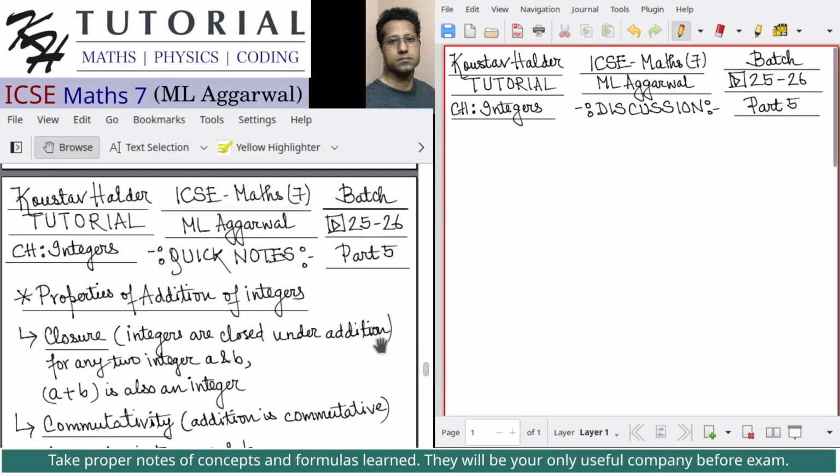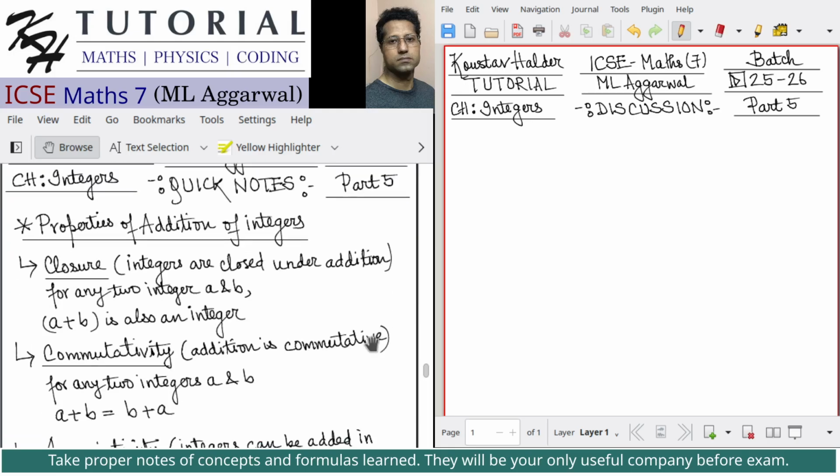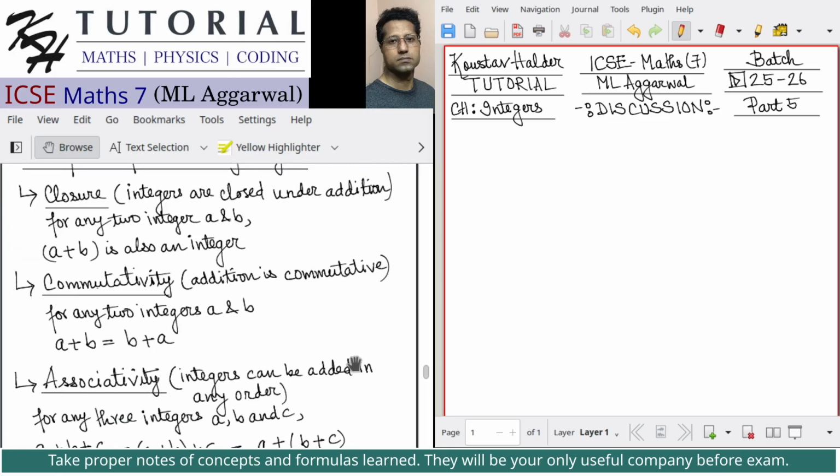Okay, so as a reference I have my quick notes on today's video on the left hand side. On the right hand side I will do the discussion and solve the example problems. So first of all let's understand the properties of addition of integers. We will discuss 3 properties which are closure, commutativity and associativity.